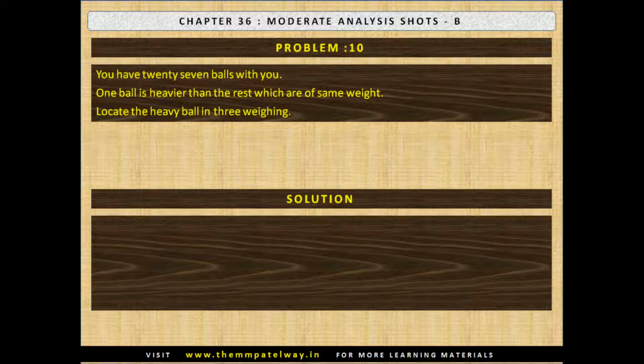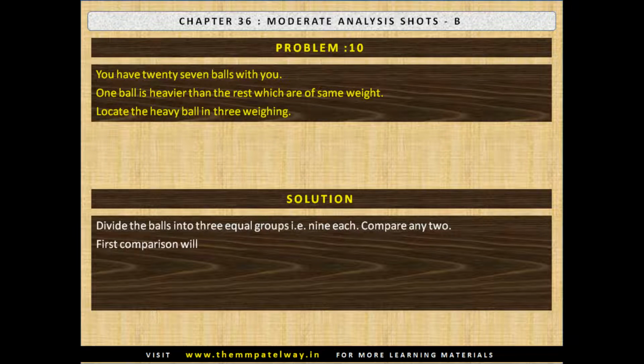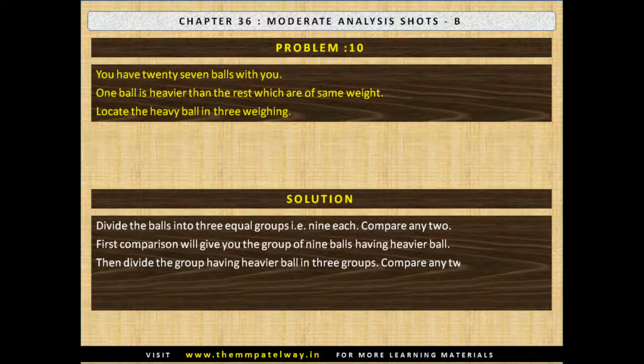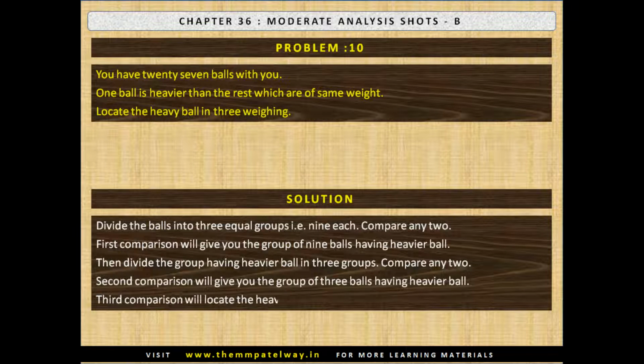The solution follows. Divide the balls into 3 equal groups, that is 9 each. Compare any 2. First comparison will give you the group of 9 balls having the heavier ball. Then divide the group having the heavier ball in 3 groups. Compare any 2. Second comparison will give you the group of 3 balls having the heavier ball. Third comparison will locate the heavier ball naturally.